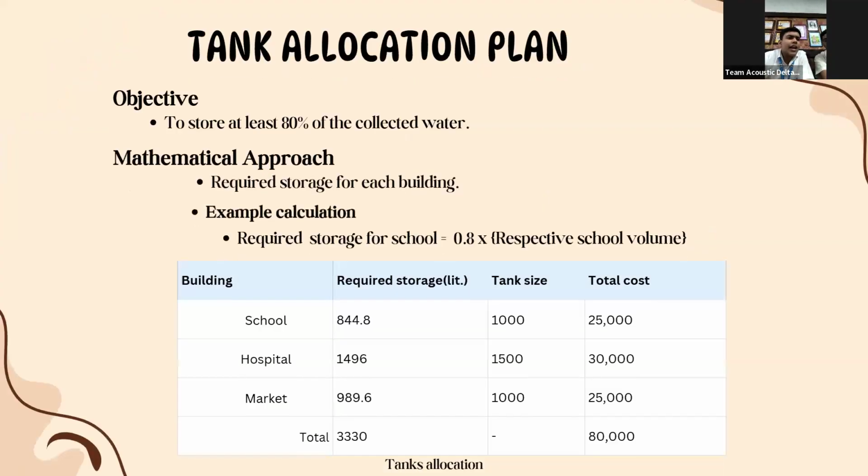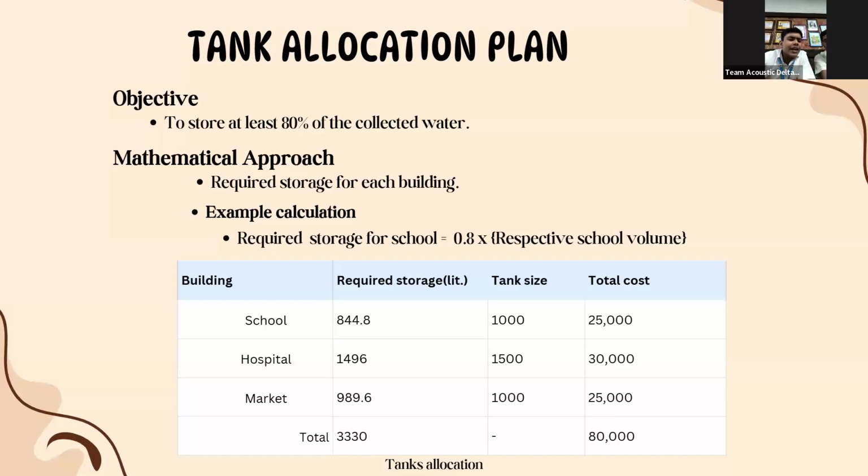Now, next slide is tank allocation plan. Our objective was to store at least 80% of the collected water. For example, required storage for the school is equal to 0.8 into 1056. Here 0.8 means 80% of the water collected in the school. That is 80 by 100, which can be converted into 0.8. Similarly, we calculated for the hospital and the market.